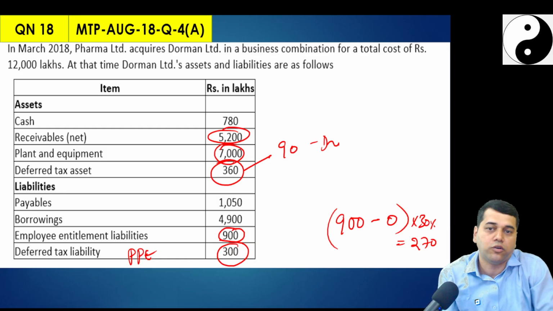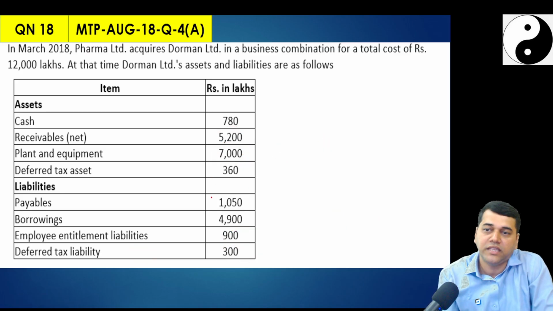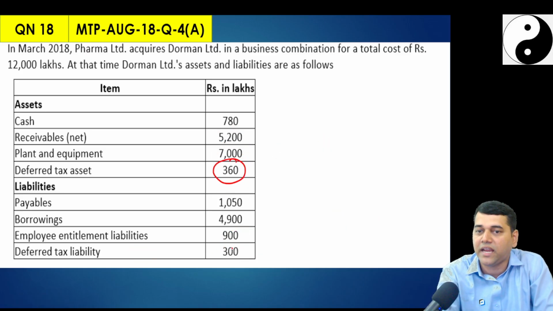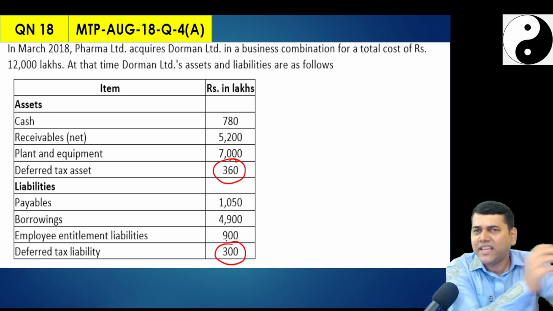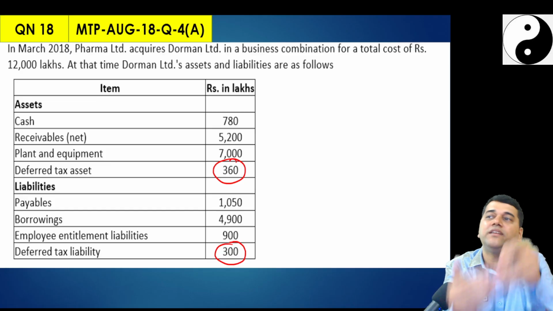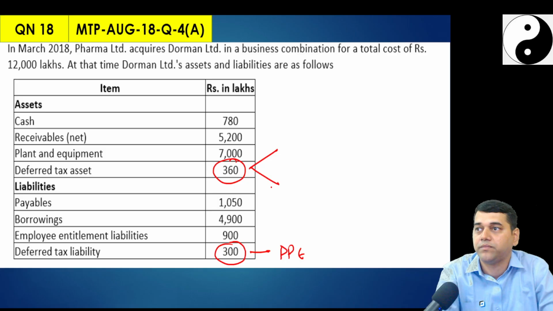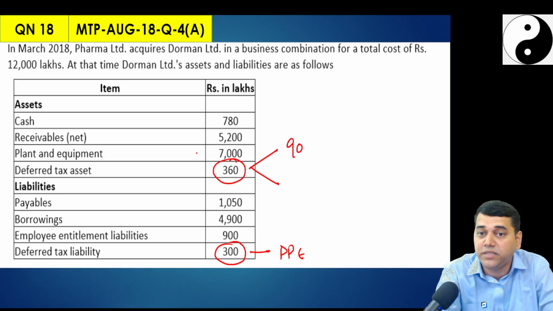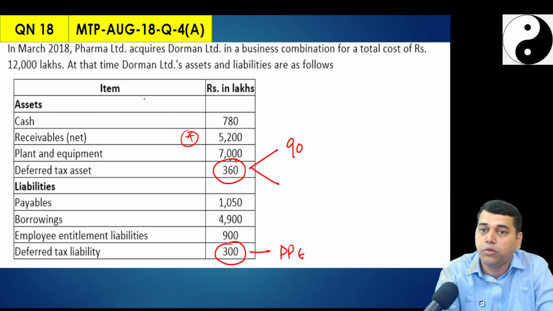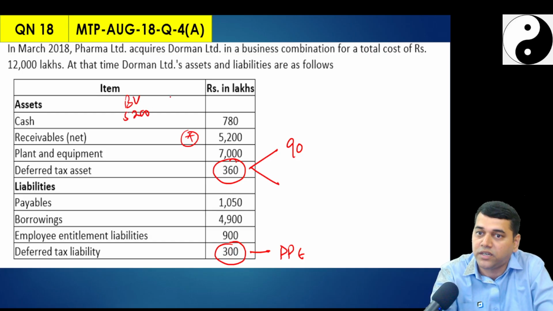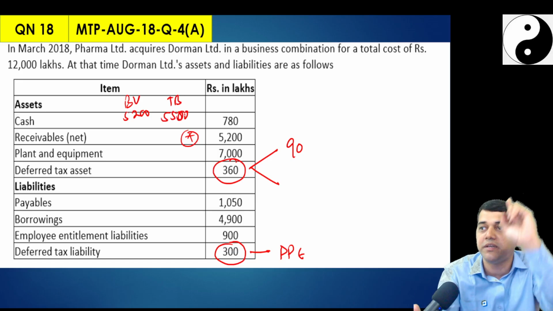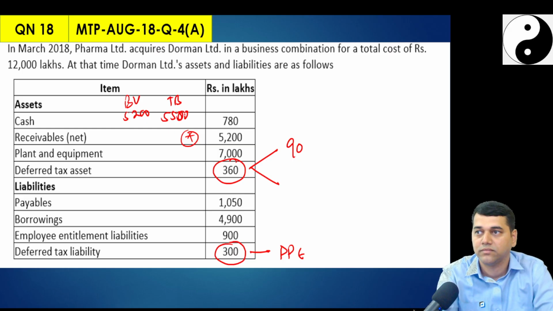See, we are trying to figure out. They gave me in the balance sheet a deferred tax asset of 360 and a deferred tax liability of 300, and they gave me some information. We are just trying to figure out how it came there. Have you understood that this has come from PPE? Yes. Now 360 has two breakups. 90 has come from the debtors. Book value of the debtors is 5,200. Tax base of the debtors is 5,500 because the 300 RBD, they didn't permit the deduction. That's why we got a deferred tax asset.